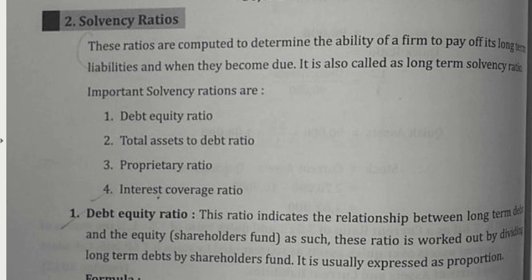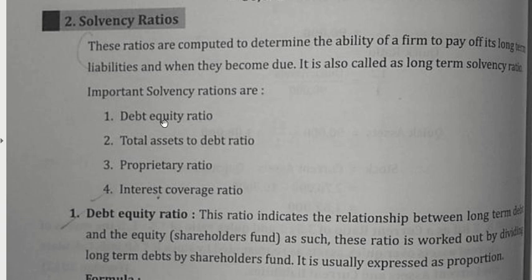In this video we're going to look into the solvency ratio. The solvency ratio is basically done in order to compute and understand the ability of a firm to pay off its long-term liabilities. So basically there are four ratios under solvency ratio.